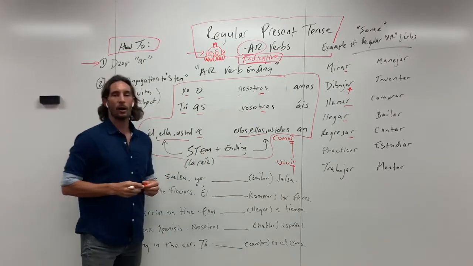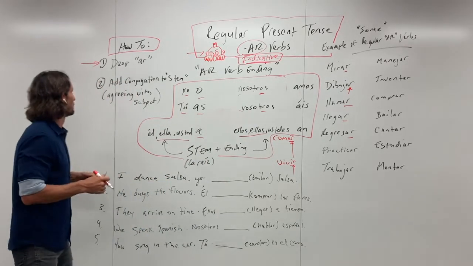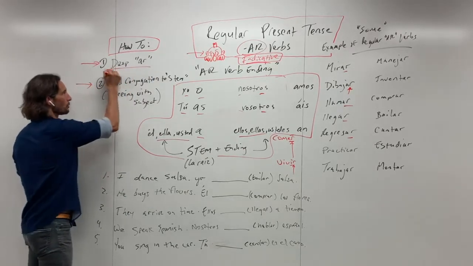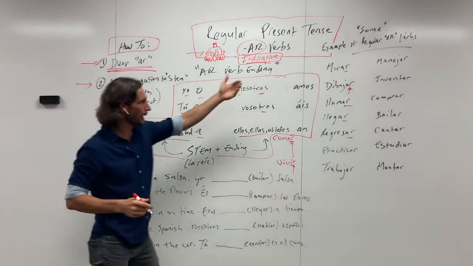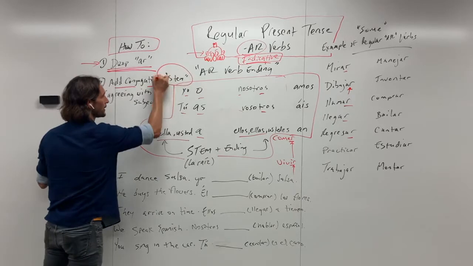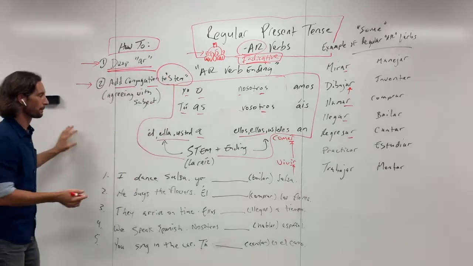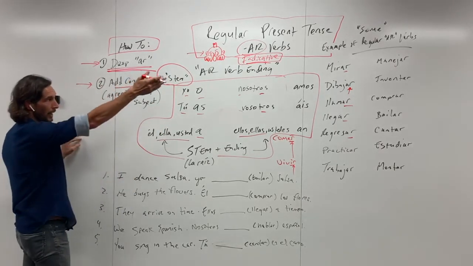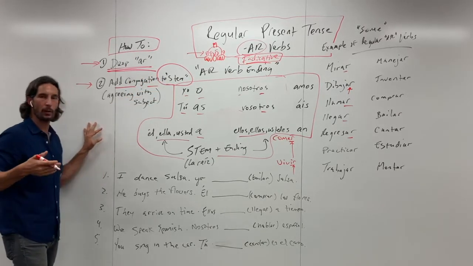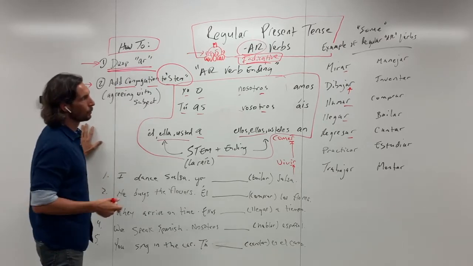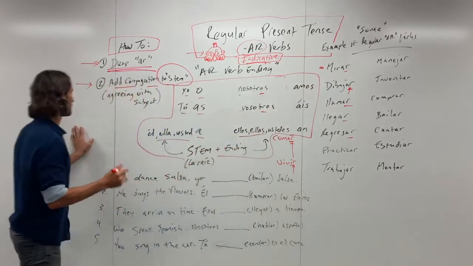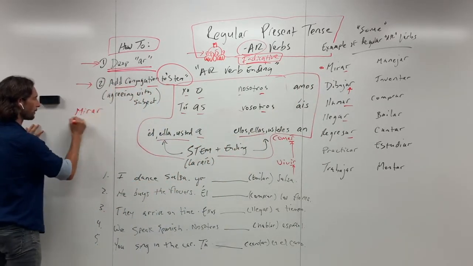So for AR verbs, there's really two steps. You drop the AR, as I said earlier. You drop the AR, so you just drop the ending off. And then you would add the conjugation to the stem. Now, what's the stem? The stem, as I said over there, we have the infinitive. So the stem is everything except for the AR. And so we'll just take the first one on the list here, just to show you what a stem is. And so we have mirar, for example.